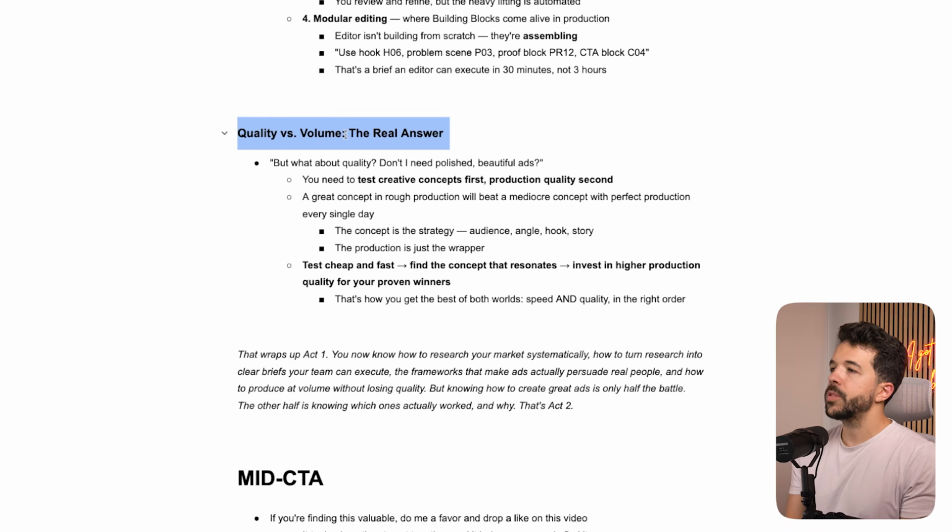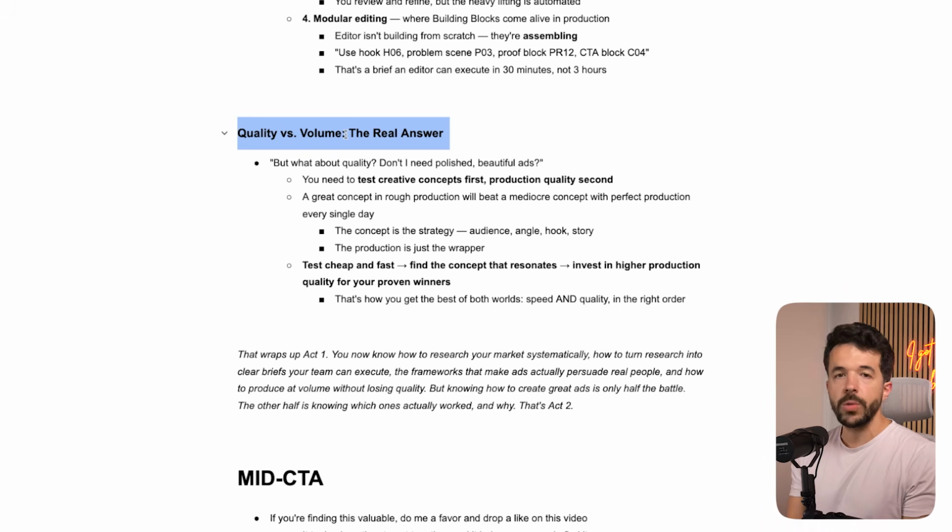You need to test creative concepts first, and you want to focus on high quality production second, if needed. Most of the time it's not needed. A great concept in rough production will beat a mediocre concept with perfect production every single day. The concept is the strategy. So the audience, the angle, the hook, the story, and the production is just the wrapper.